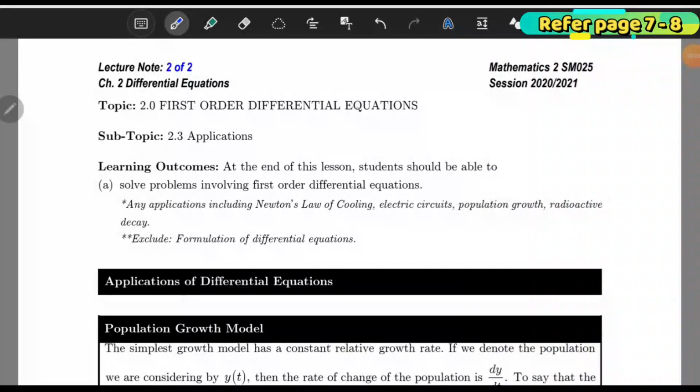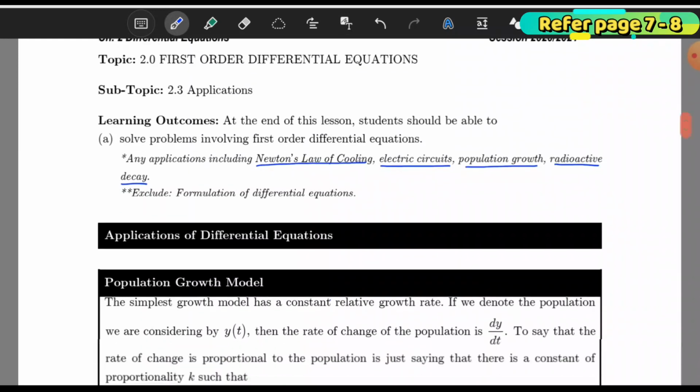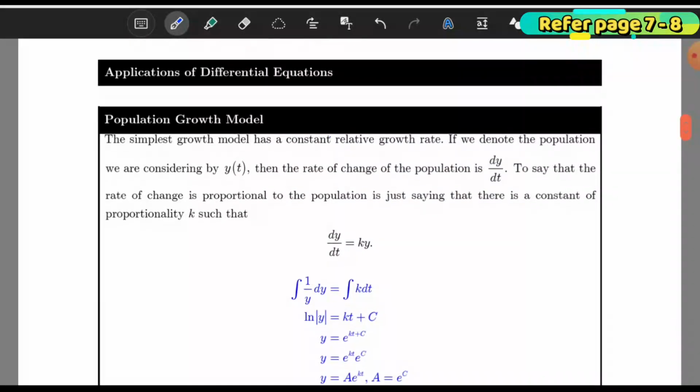The last subtopic is 2.3 Applications. At the end of this lesson, students should be able to solve problems involving first-order differential equations. And we will learn a few applications including Newton's law of cooling, electric circuits, population growth model, radioactive decay, and problems related to velocity and acceleration.